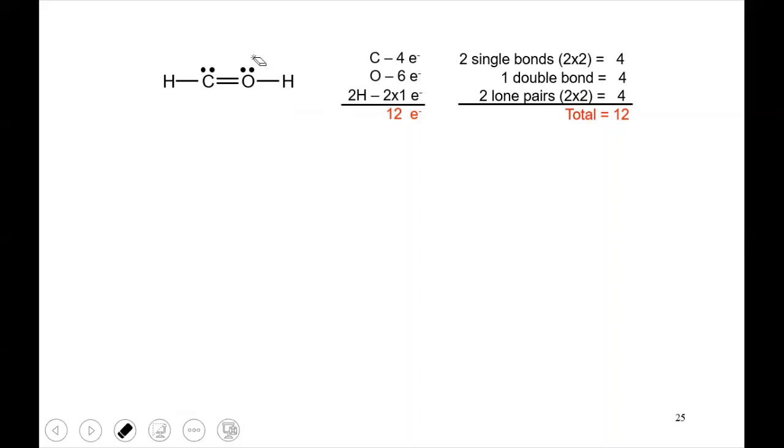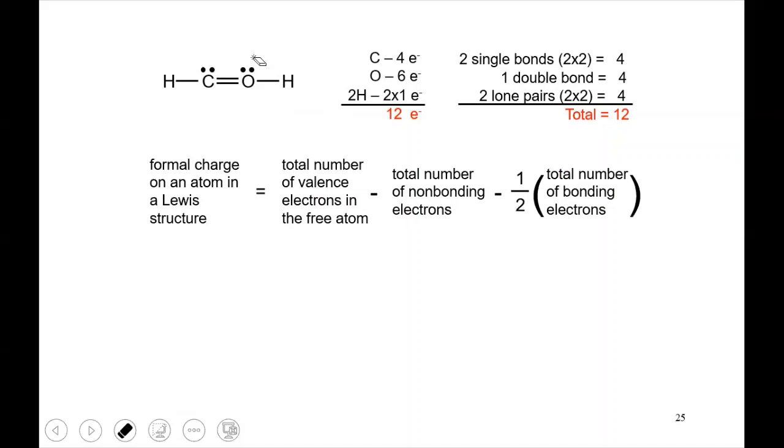So let's apply now the formal charge criterion. And we're going to apply it simply just to the carbon and the oxygen, because the hydrogen is on the outside. That's the only place it can be. So what would be the formal charge on the carbon?